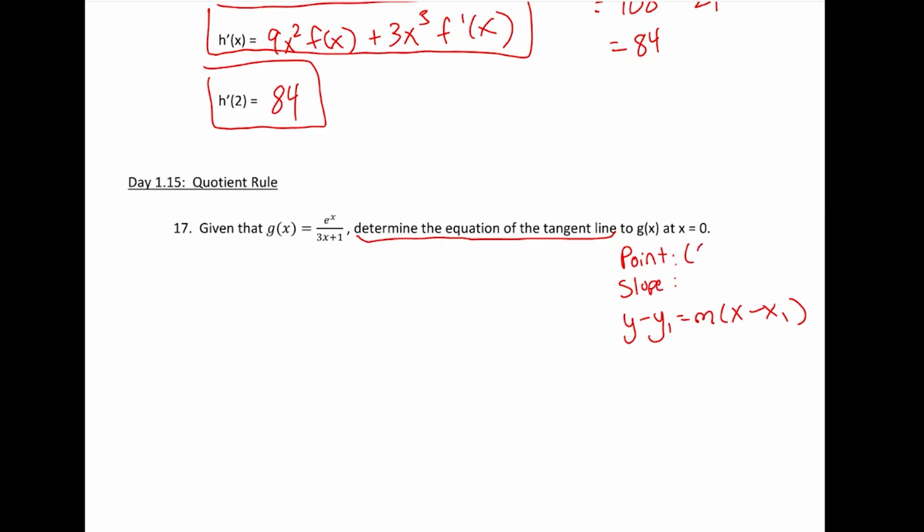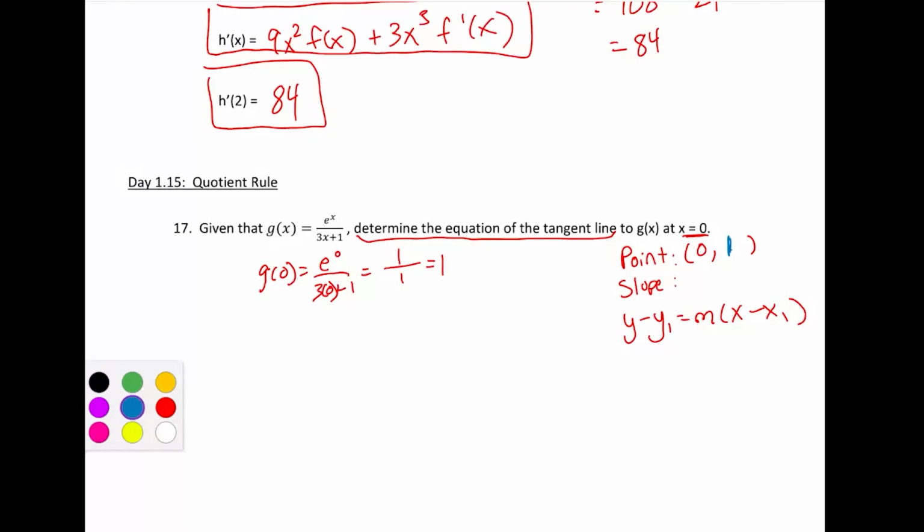So the point is going to be at 0, something. They give us our x value here. And the slope, we don't know that. So first, let's find the y value. So g of 0 is going to be e to the 0 over 3 times 0 plus 1. We know e to the 0 is 1. 3 times 0 is 0, plus 1. So this is just 1. So my y-coordinate here is going to be 1.